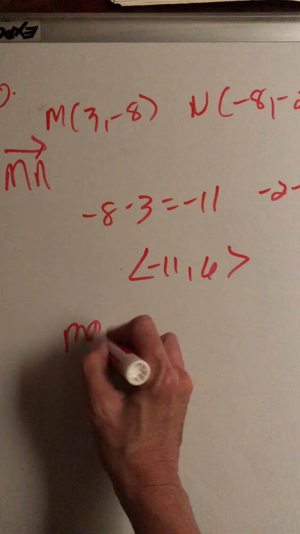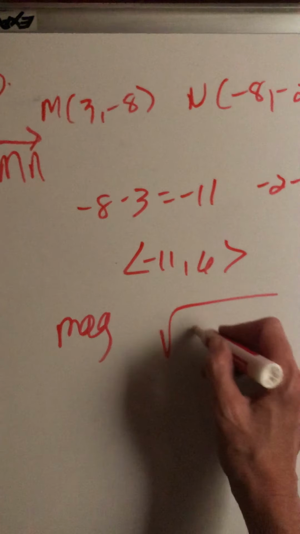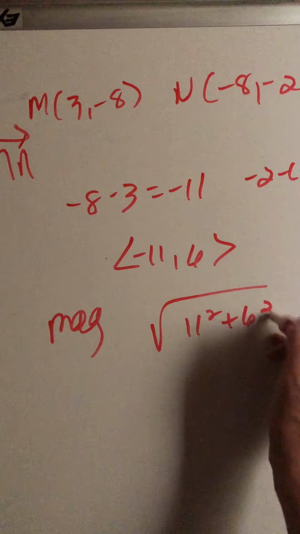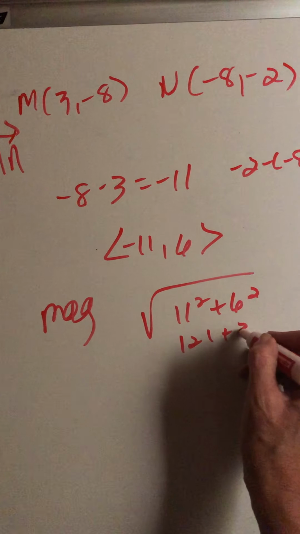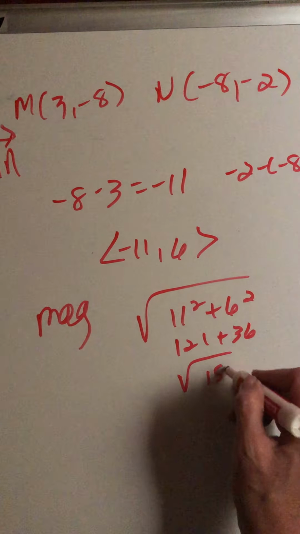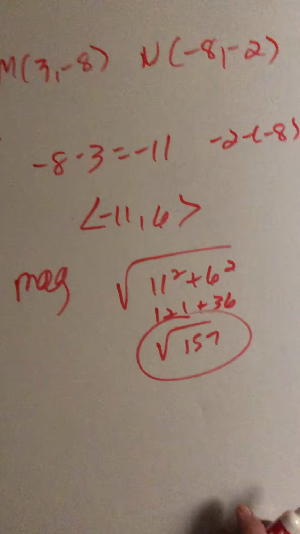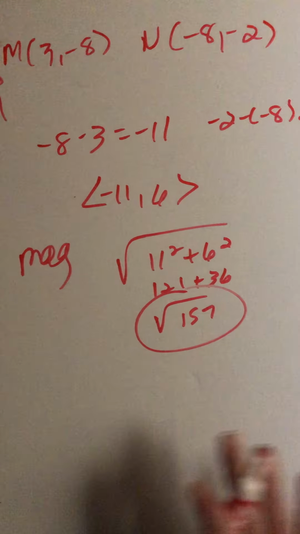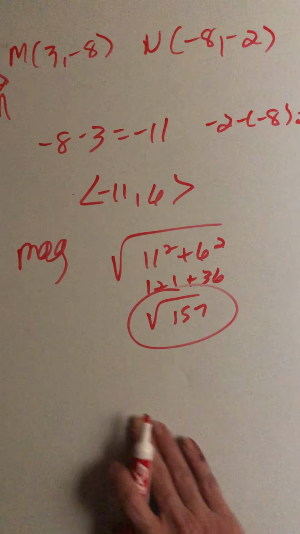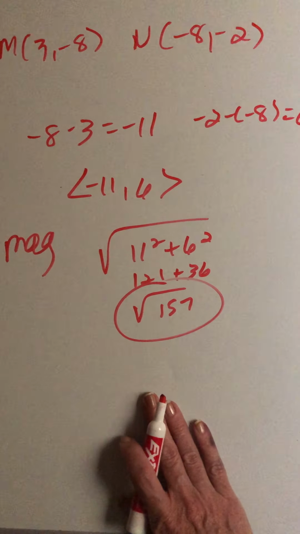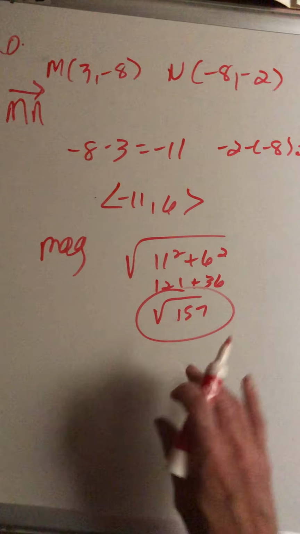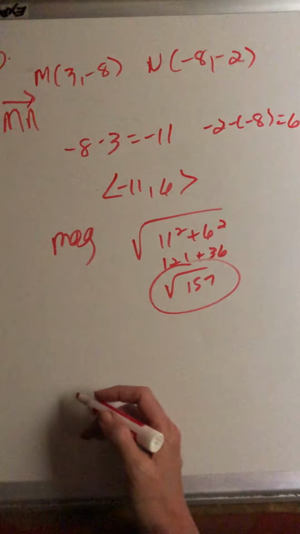And then we want the magnitude of that component form, square root of 11 squared plus 6 squared, which would be 121 and 36, which would be the square root of 157, which doesn't reduce any. And it says simplify the answer including radicals. So don't put a decimal on this. Just leave it as the square root of 157.